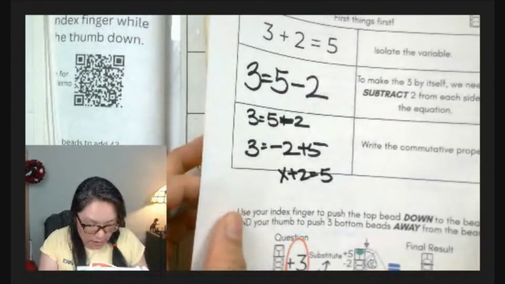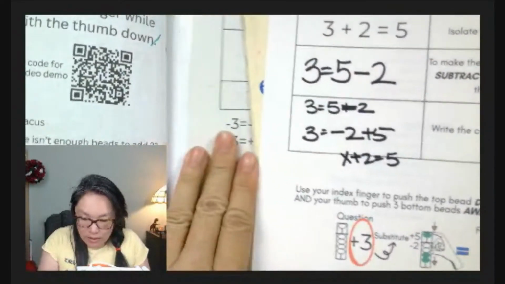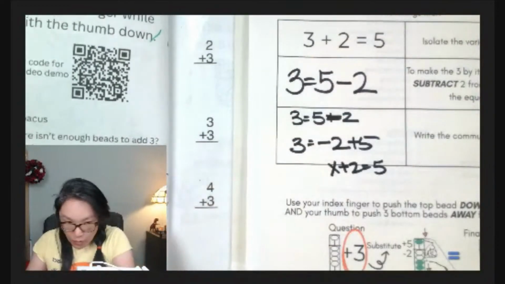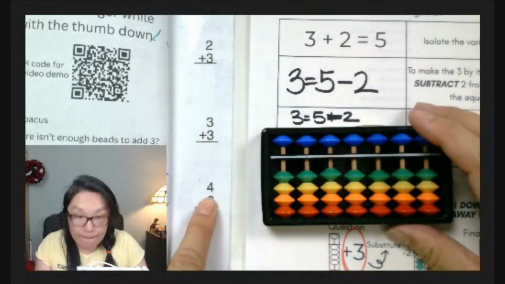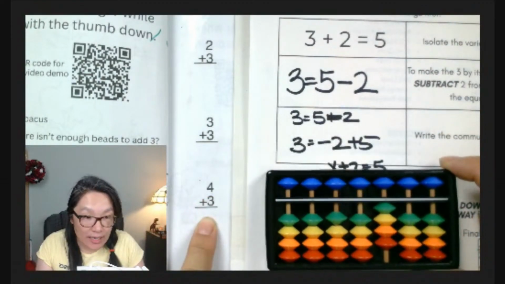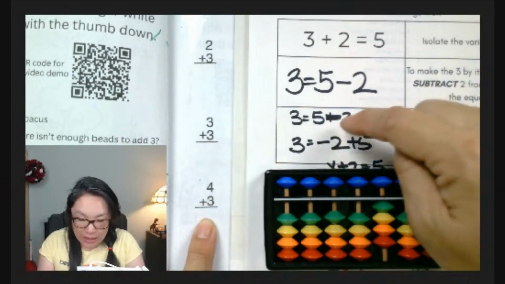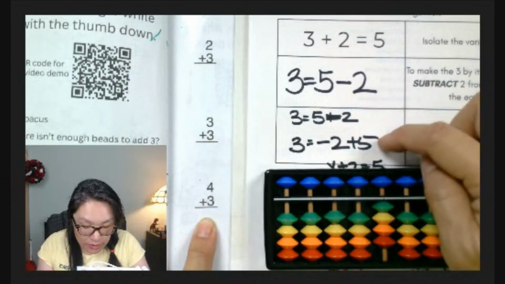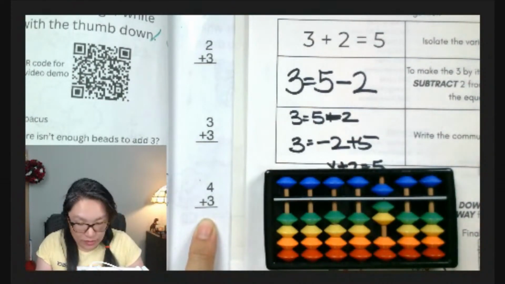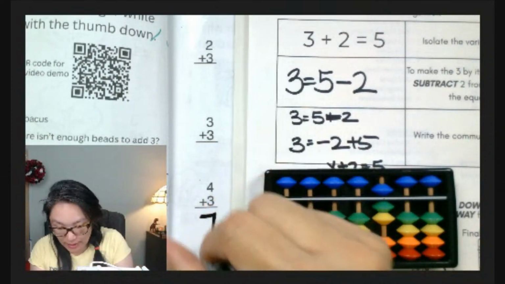If I did this one, 4 plus 3. 4, if you notice, 4 on the abacus, and then I want to add the 3. I cannot add the 3. So what do? I will have to add the 5 and take away the 2. So I add the 5 and I just take away the 2. So now my answer is 7. And that's what I got.